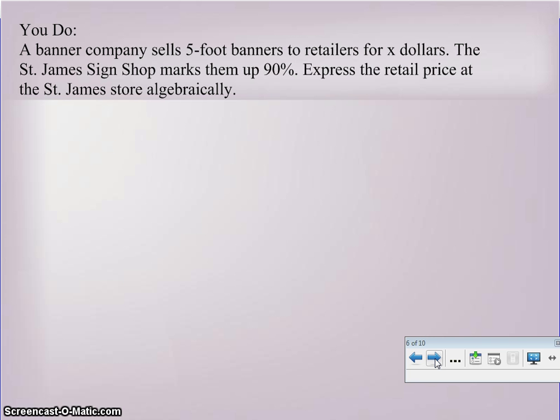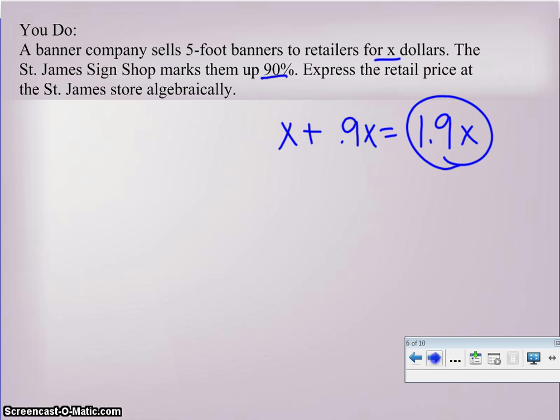Okay, the banner company sells 5-foot banners to retailers for X dollars. The St. James Sign Shop marks them up 90%. Express the retail price at the store algebraically. So I know that it's X plus the markup of 0.9X, which gives me 1.9X.